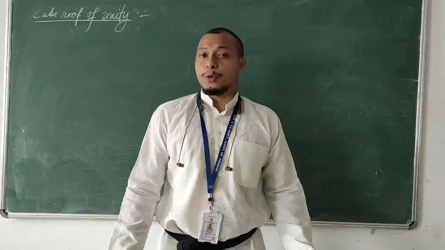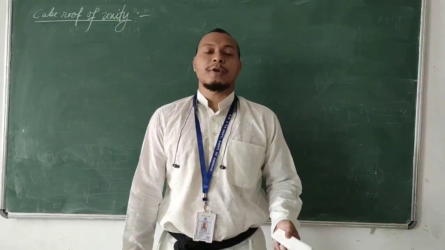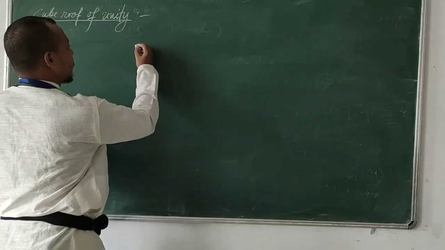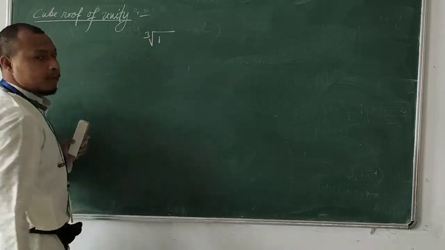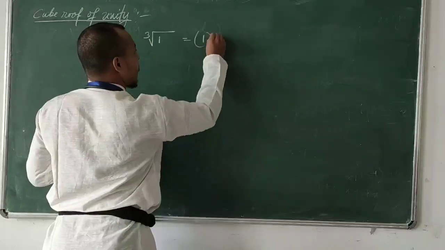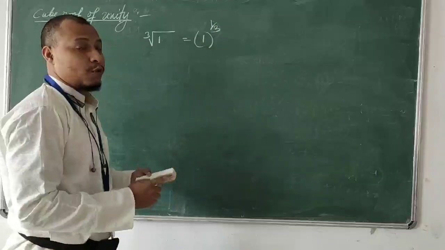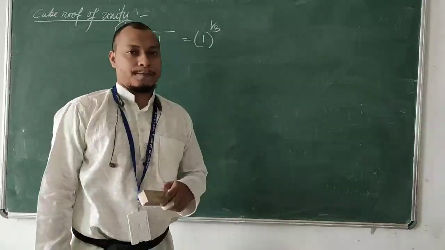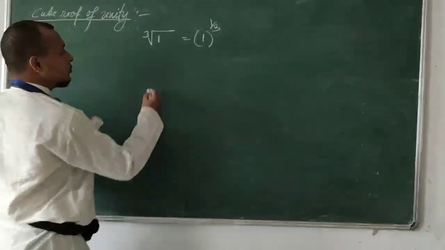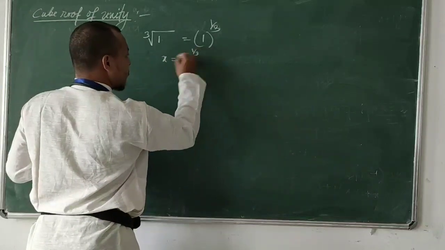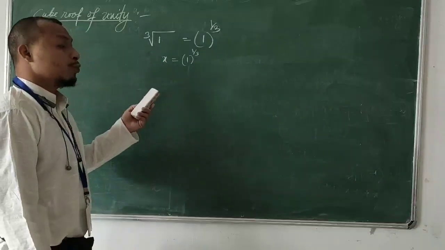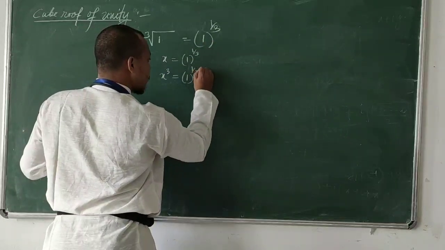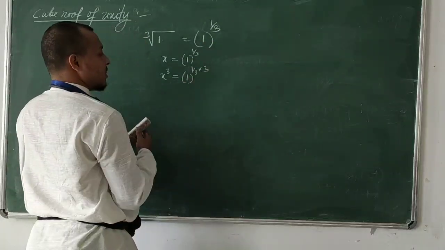Hi, now we are going to study what is the cube root of unity. Unity means 1. So we are given 1, otherwise you can write it as 1 raised to the power 1 by 3. We have to find out the cube root of unity. Suppose x is equal to 1 to the power 1 by 3. Now we are going to cube both sides, so the power 3 and the 1 by 3 will cancel out each other.